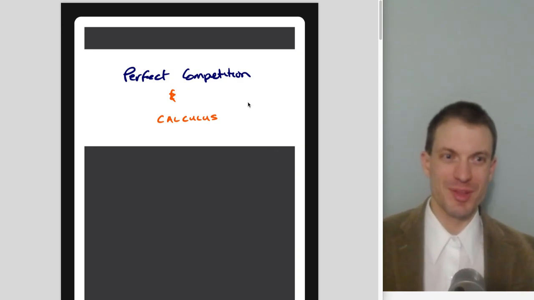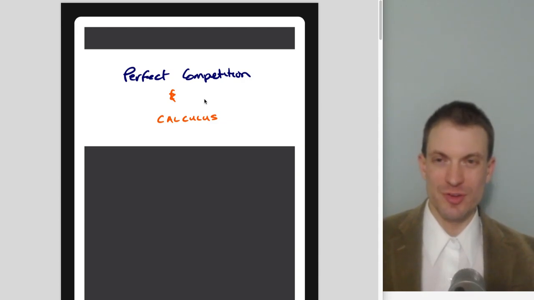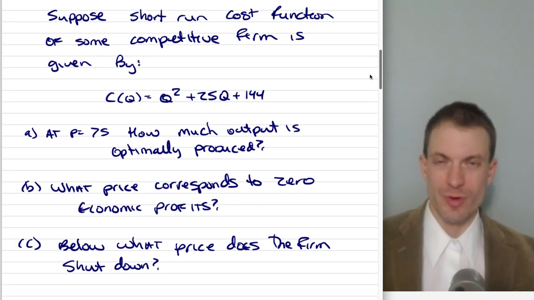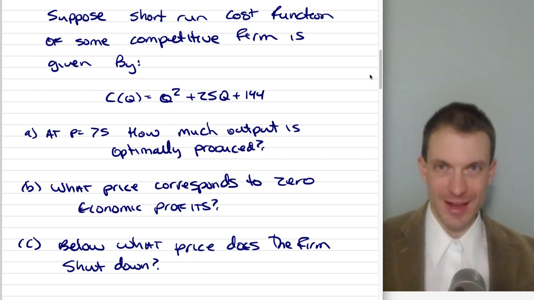So in this video, I'm going to do an example with a perfect competition situation and using calculus, or at least a little bit of calculus. Suppose in the short run, our cost function for some competitive firm is given by C(Q) = Q squared plus 25Q plus 144. The first thing you see is that is a quadratic cost function, which tells us marginal cost and average variable cost are going to be linear.